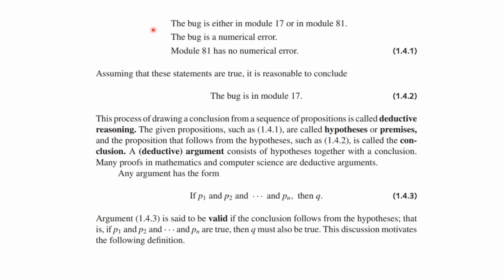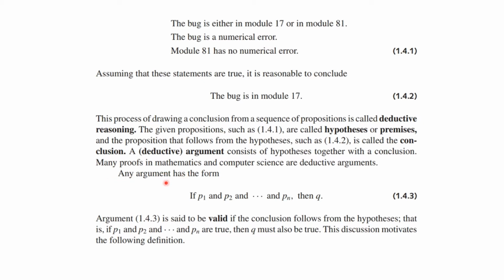Let's look at now an argument. The bug is either in Module 17 or in Module 81. The bug is a numerical error. Module 81 has no numerical errors. Assuming these statements are true, then you have to conclude that the bug is in Module 17. The process of drawing a conclusion from a sequence of propositions is called deductive reasoning. The given propositions are called hypothesis or premises, and the proposition that follows from the hypothesis is called the conclusion. A deductive argument consists of a hypothesis together with a conclusion. Many proofs in mathematics and computer science are deductive arguments.